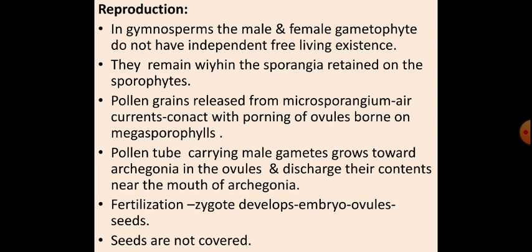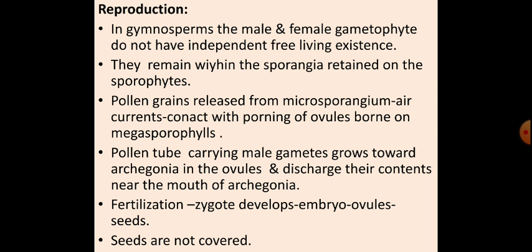Once they become mature, they are released from the microsporangia. They are carried in the air and get deposited upon the ovule present inside the megasporangia. Now once the ovule receives the pollen grain, what happens there? Pollen grain will germinate.